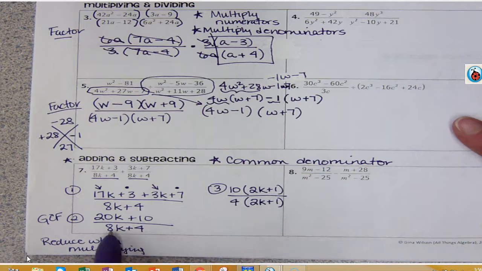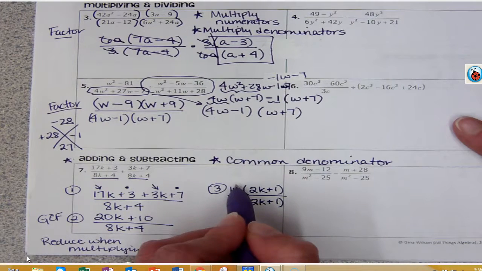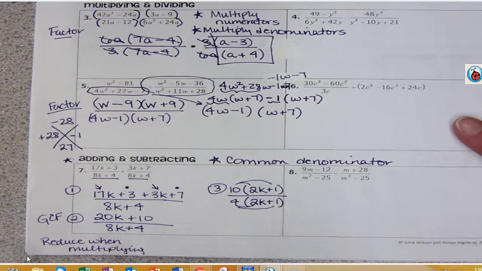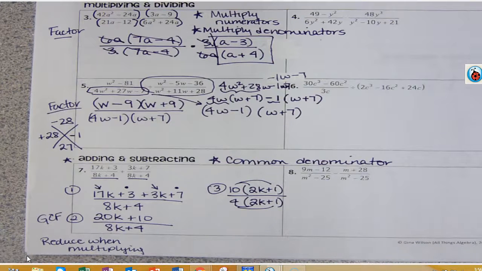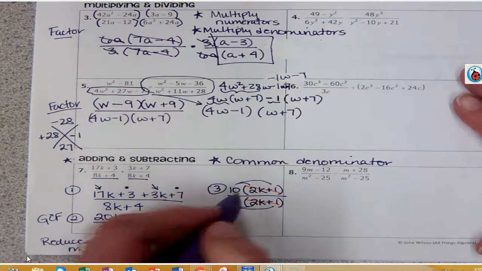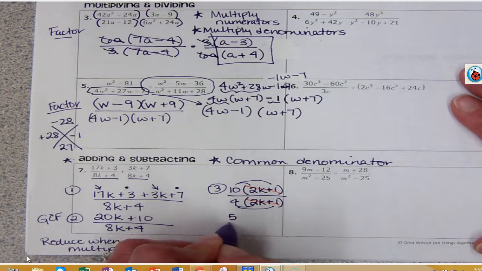Because when I divide 8k by 4, I'm left with 2k. And same with this. When I multiply these back, I should get this exact answer if I were to multiply those back. Now I can see that I can cross out the 2k plus 1 over the 2k plus 1 because that would equal 1. Then I can also reduce my fraction of 10 over 4: 2 goes into 10 5 times, 2 goes into 4 2 times. And that is that problem.